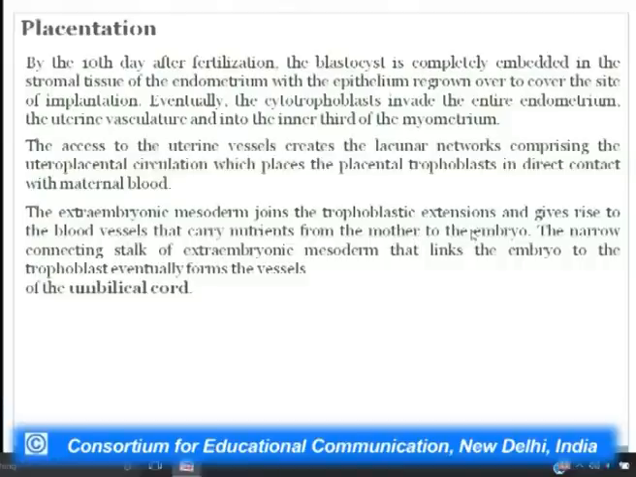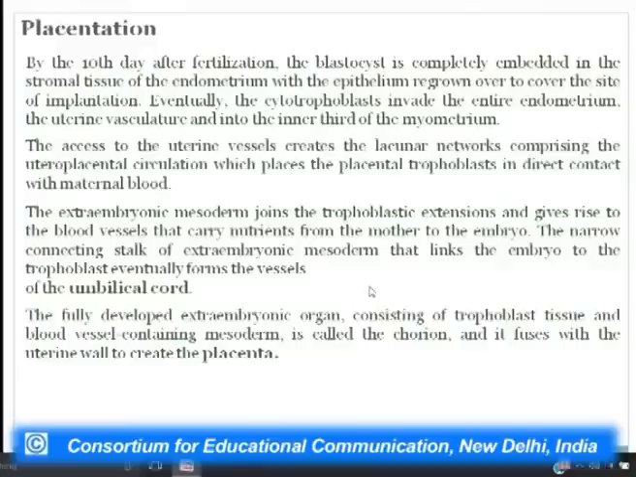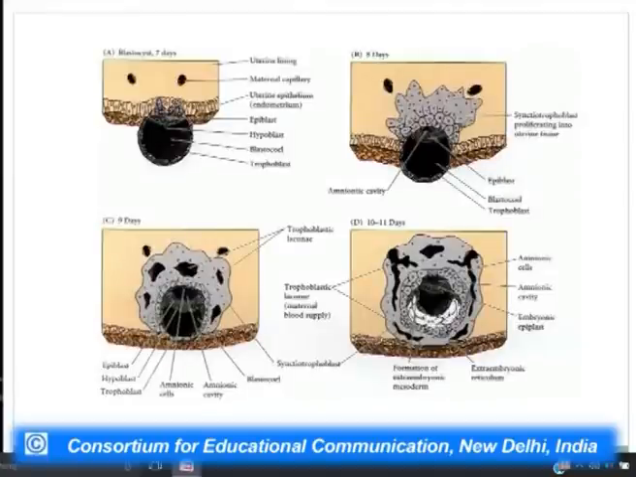joins the trophoblastic extensions and gives rise to the blood vessels that carry the nutrients from the mother to the embryo. The narrow connecting stalk of the extraembryonic mesoderm that links the embryo to the trophoblast eventually forms the vessels of the umbilical cord. The fully developed extraembryonic organ consisting of trophoblast tissue and blood vessel-containing mesoderm is called the chorion, and it fuses with the uterine wall to create what is termed the placenta.